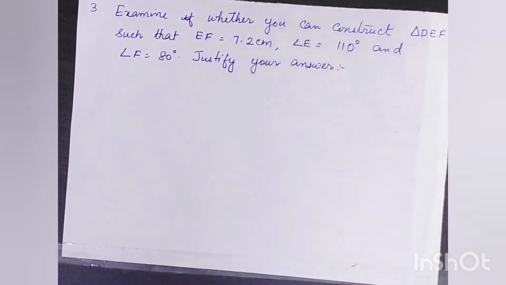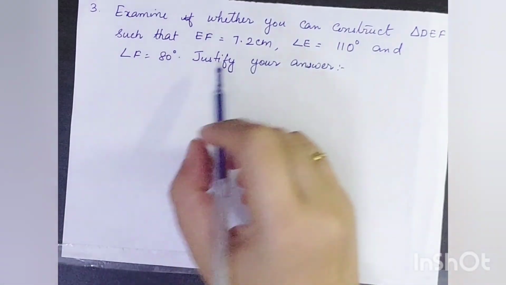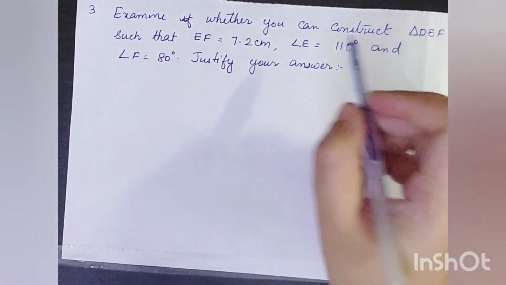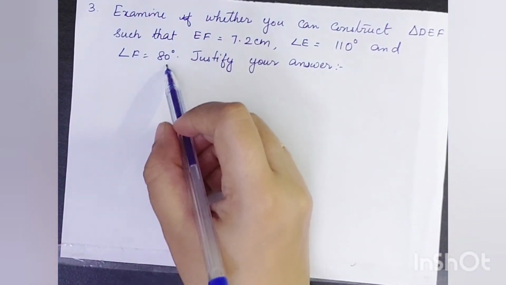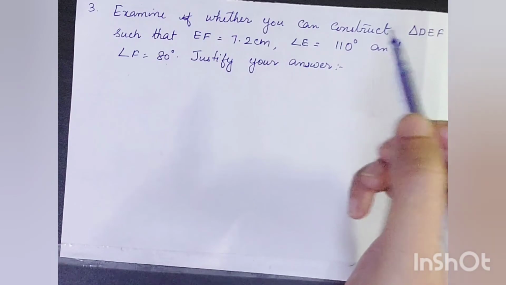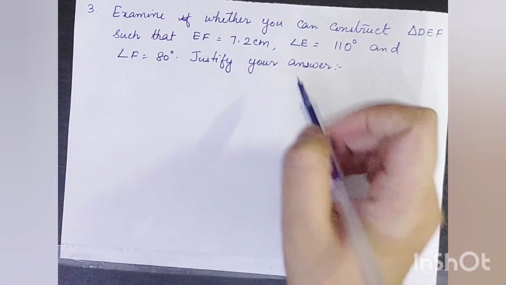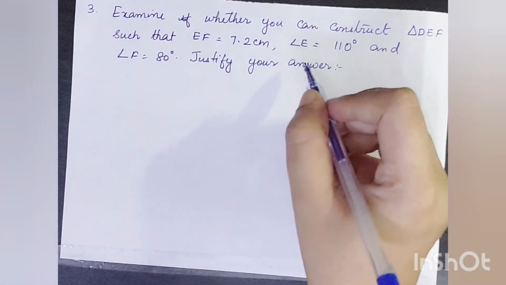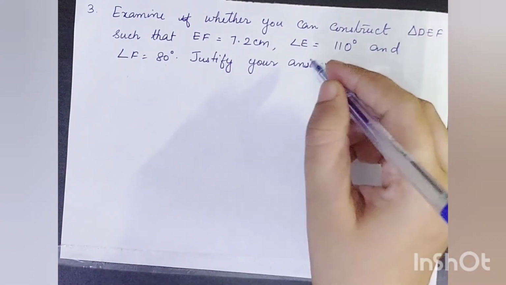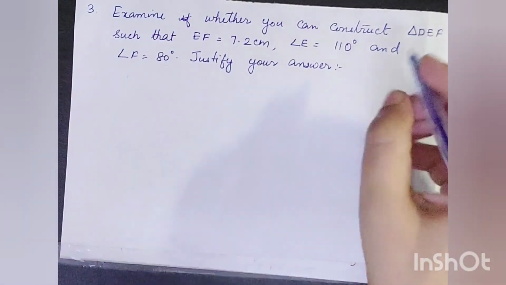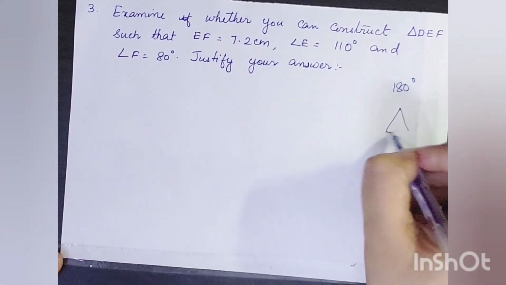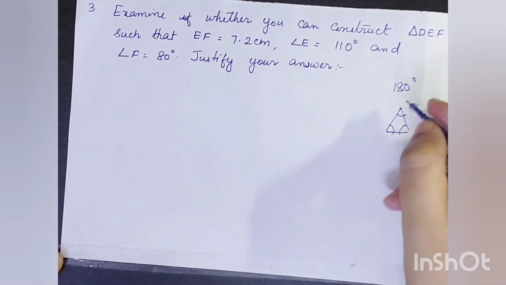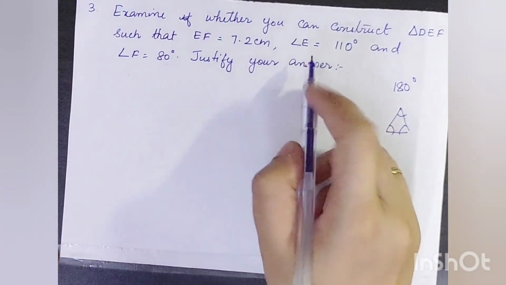Now the third question is, examine whether you can construct triangle DEF such that EF is equal to 7.2 centimeter, angle E is equal to 110 degrees and angle F is equal to 80 degrees. Okay, justify your answer. So can you construct? See, what is the sum of all the angles of a triangle equivalent to? It's 180 degrees, right? So if you add all the three angles, the total sum of the angles should be equivalent to 180 degrees.